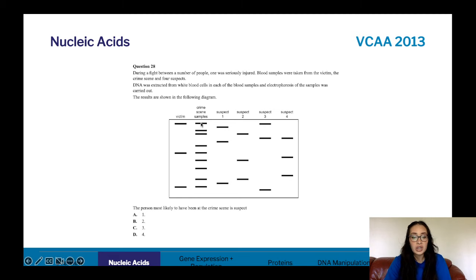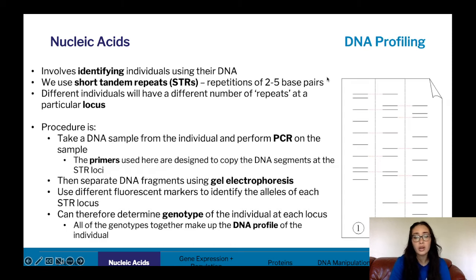Looking at this, we've got the victim and the crime scene samples. This is the victim's DNA, so we want to ignore all those strands. We want to find someone whose strands are the same as the other ones, anything remaining. So we've got that, that, that. So I'm guessing suspect 2 is the criminal who murdered the victim. Suspect 2 is a murderer.